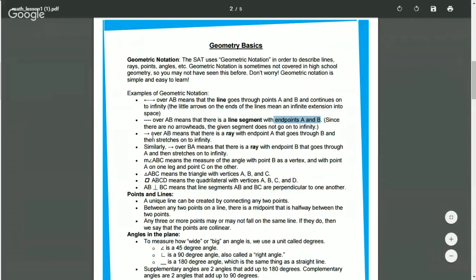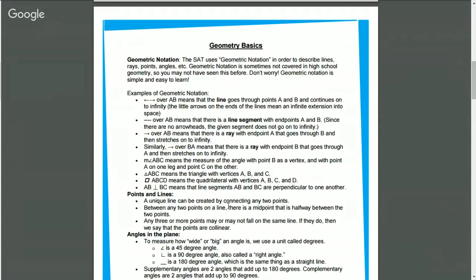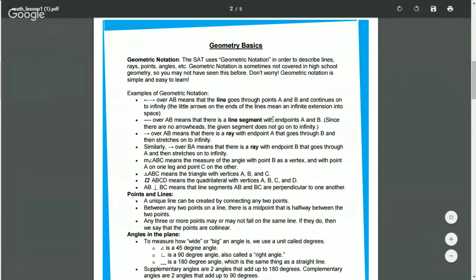And now, whenever you see an arrow over AB, it means that there is a ray with endpoint A that goes through B and then stretches on to infinity. So a ray is a combination of a line segment and a line. We have an endpoint, and it goes on to infinity.